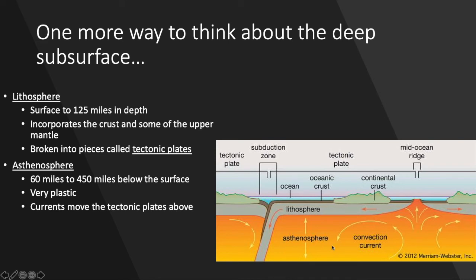Now, the asthenosphere is from about 60 miles, although usually it's a little bit closer to 100 miles, all the way down to 450 miles below the surface. As you can see here, the asthenosphere is really plastic. It's kind of molten-y. The materials move around quite a bit, and this is due to convection currents.